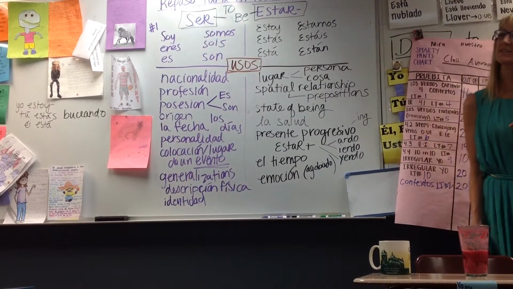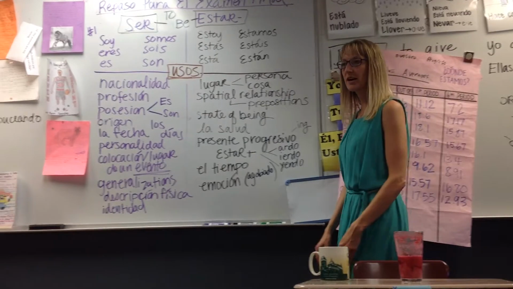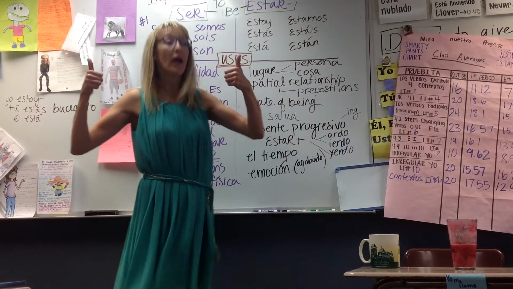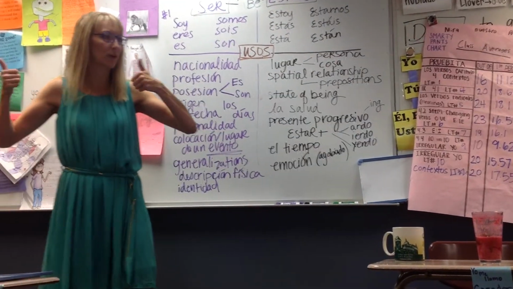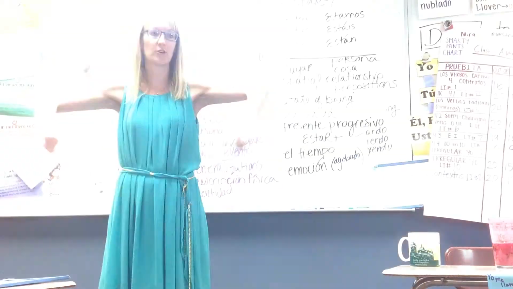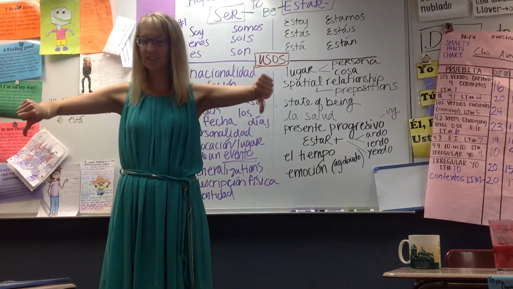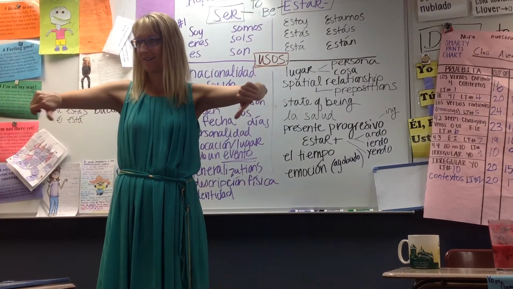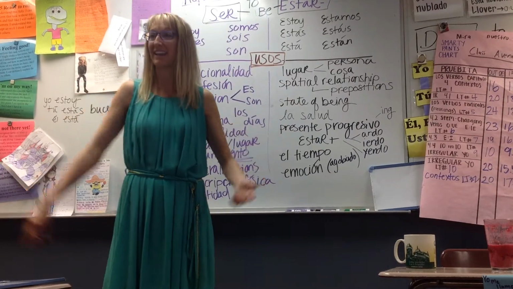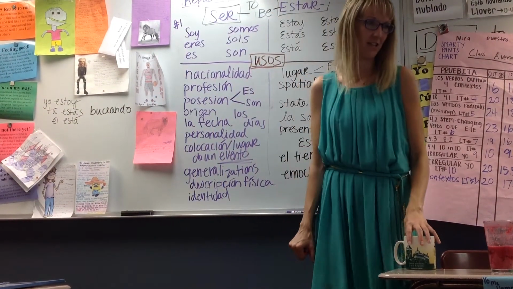How do you say you're in a good mood? Estoy de buen humor. I'm in good humor. How do you say I'm in bad humor? Estoy de mal humor. Repite. Estoy de buen humor. Estoy de mal humor. What's another way to say in a bad mood? Estoy de mala leche. I am of sour milk. I'm in a bad mood.